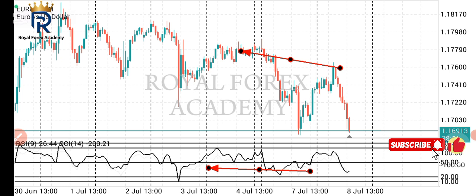Okay, so having established that, now how effective is the divergence? Divergence is only effective if it is in the direction of the trend, which simply means that you are not using this divergence to anticipate reversal. You are only using divergence for trade continuation.